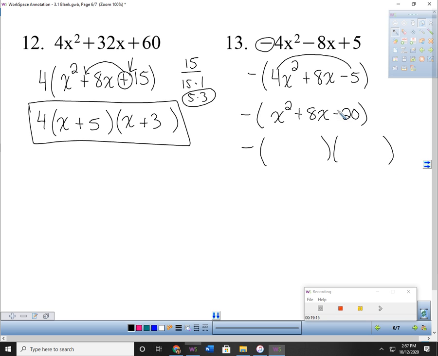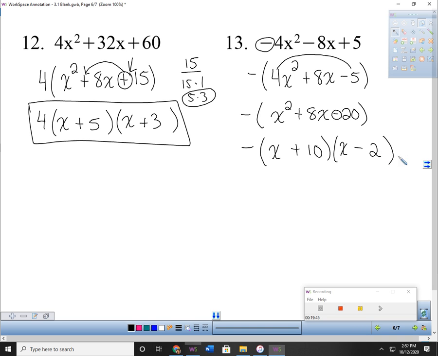I look at the back and I have a minus sign, so that means 1 positive and 1 negative. I got to get my x squared, so x and x. And then I'm looking for 2 numbers that will multiply to make the 20, but also subtract to make 8. That would be 10 and 2. And since you want this positive number in the middle, you need to put the 10 with the plus and the 2 with the minus.